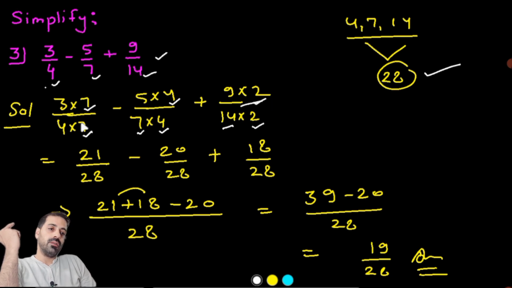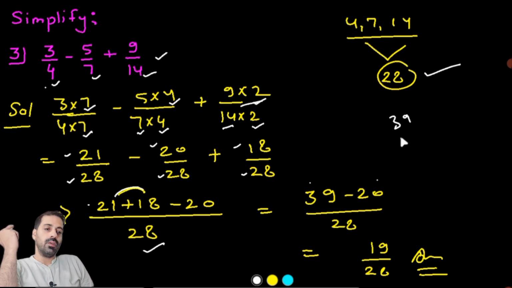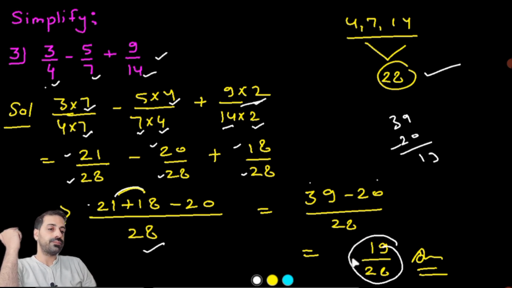So after multiplying we have 21 upon 28, 20 upon 28 and 18 upon 28. So the LCM is 28. Now 21 plus 18 plus negative 20. So now I add 21 and 18, so I have 39 upon 28. From 39 if I subtract 20, I have 19. So the final answer is 19 upon 28.